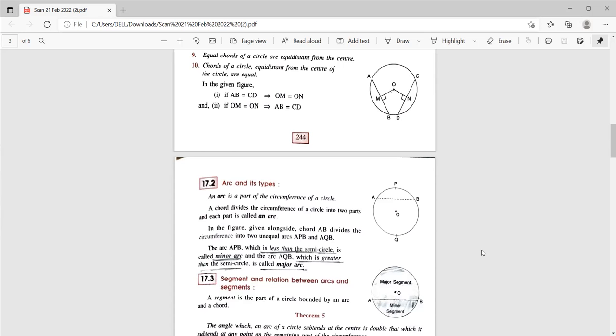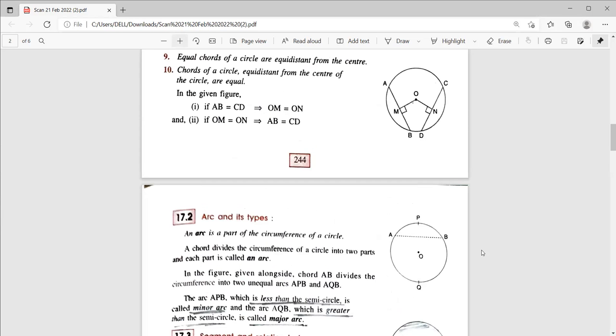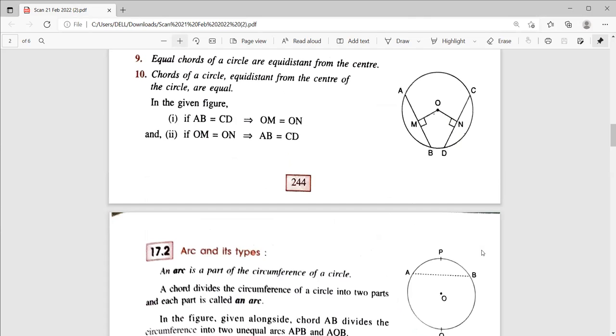See the ninth one: equal chords of a circle are equidistant from the center. Now the 10th one: chords of a circle equidistant from the center of the circle are equal. It is the converse of that. As you said, if two chords are equal in length, they'll be equidistant from the center of the circle. So the converse is, if there are two chords which are equidistant from the center of the circle, then they are equal in length.